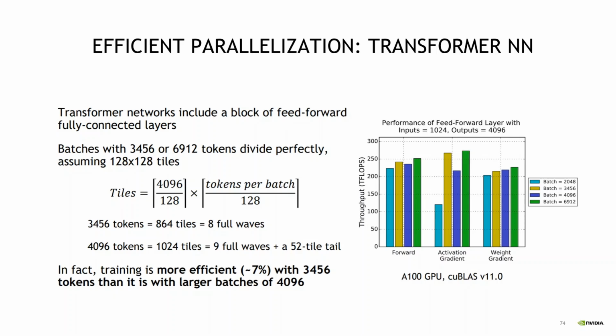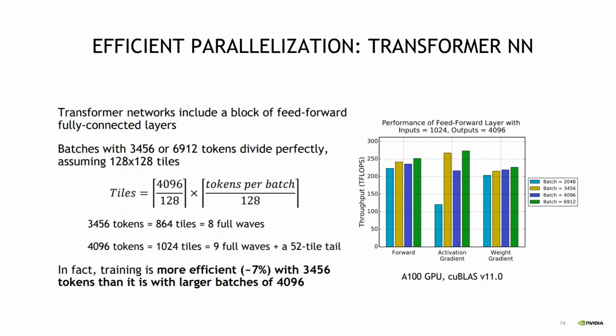One of the default tile sizes on A100 is 128 by 128. So we divide 4096 by 128 and our number of tokens per batch by 128 too. Multiplying these two numbers, we get the number of tiles. So what number of tokens per batch should we choose? If we use power of 2 values, we'll produce 1024 tiles, and this is 9 full waves plus a 52 tile tail, and this is not the optimal case and we do not get perfect performance.